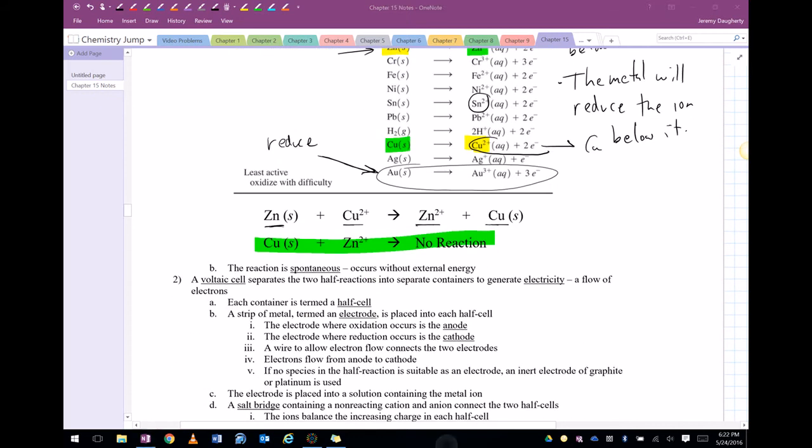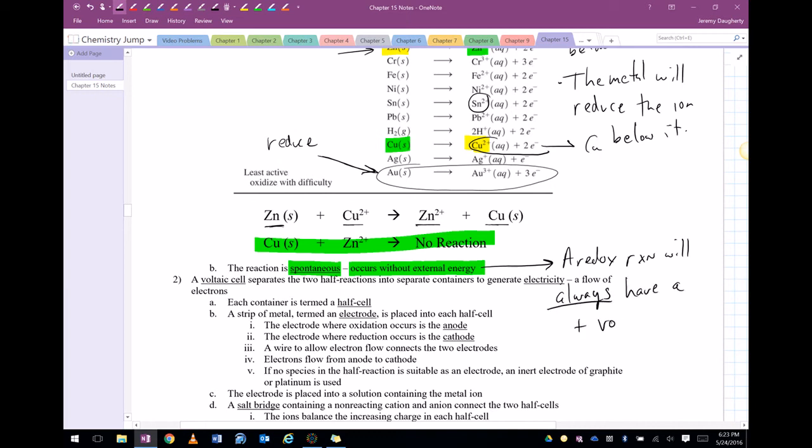Let's introduce this idea of spontaneous. Spontaneous means that it's going to occur without external energy. A redox reaction, a reduction oxidation reaction, that is spontaneous will occur without external energy. What that means for us is that a redox reaction that works will always have a positive voltage. And you'll see that once you go look at the video problems.